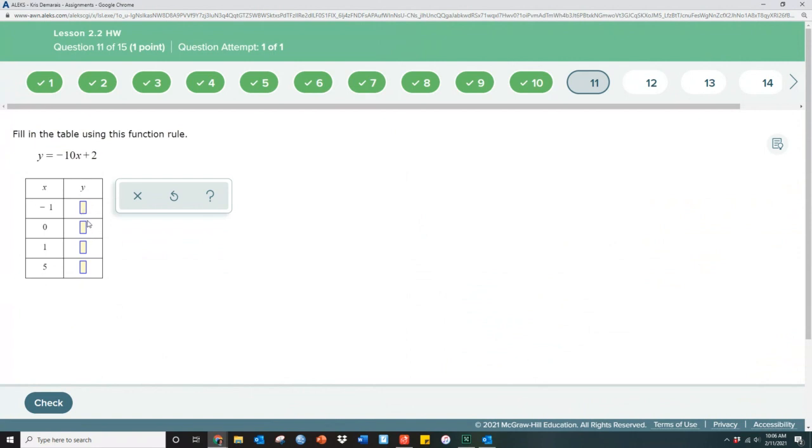All right, I'll do that one more time, this time doing it mentally. -1 times -10 is going to be +10 plus 2 is 12. 0 times -10 is going to give us 0 plus 2 is 2. 1 times -10 is going to give us -10 plus 2 is -8. And then 5 times -10 is -50. -50 plus 2 is -48.